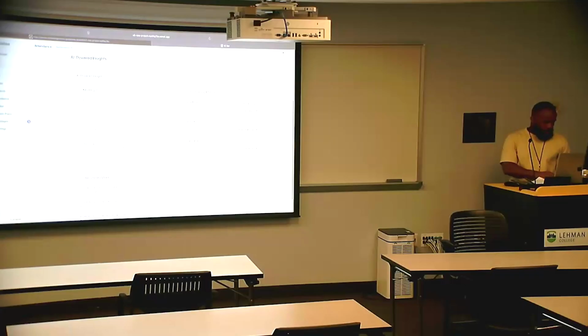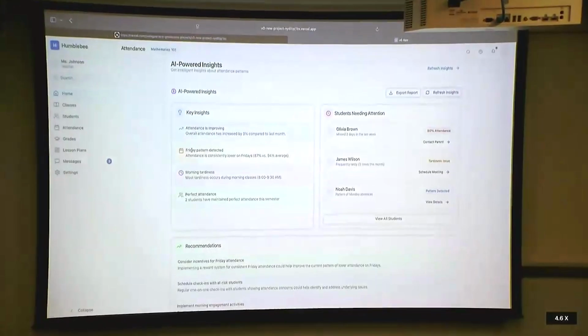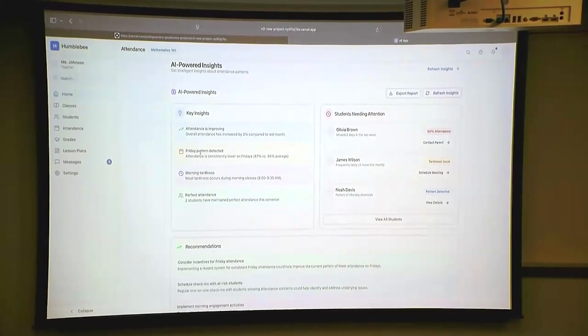I say other insights can show when there are patterns detected. For example, here it shows that there's a detection of people not showing up to class on Fridays, quoting: attendance is consistently lower on Fridays, 87% versus 94% on average. Previously this wasn't able to be recorded in real time because AI hasn't yet, for lack of a better word, visited the ed tech space in the way it can now.